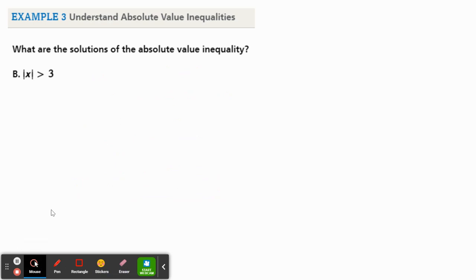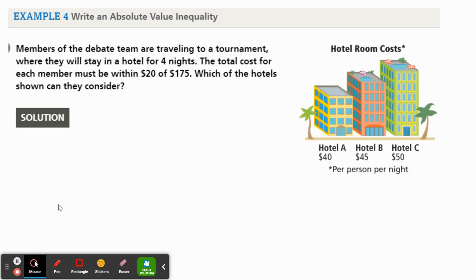So let's see if we can do a little bit more complicated one maybe. Here we go, a word problem. It says members of the debate team are traveling to a tournament where they will stay in a hotel for 4 nights. The total cost for each member must be within $20 of 175. Which of the hotels shown can they consider?